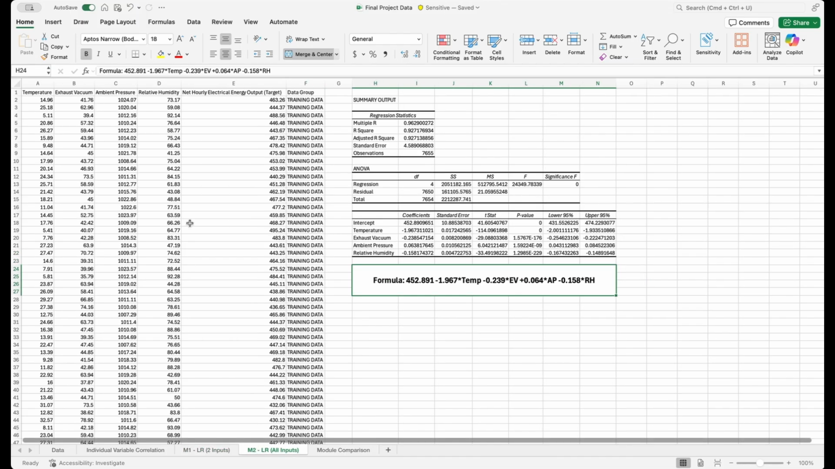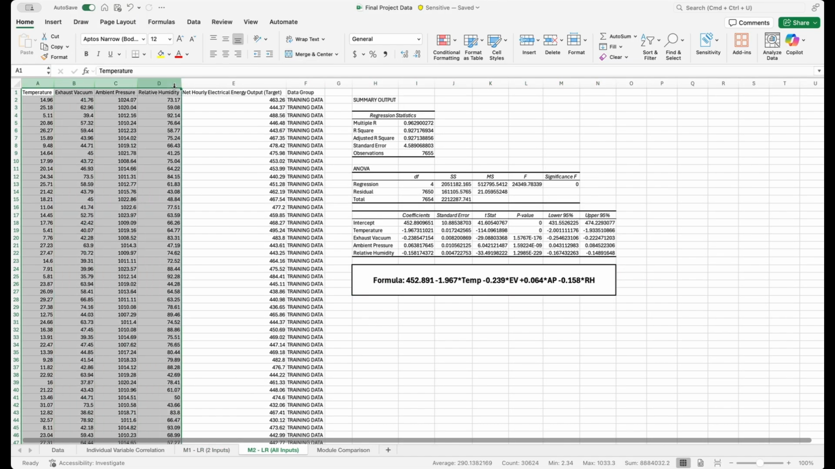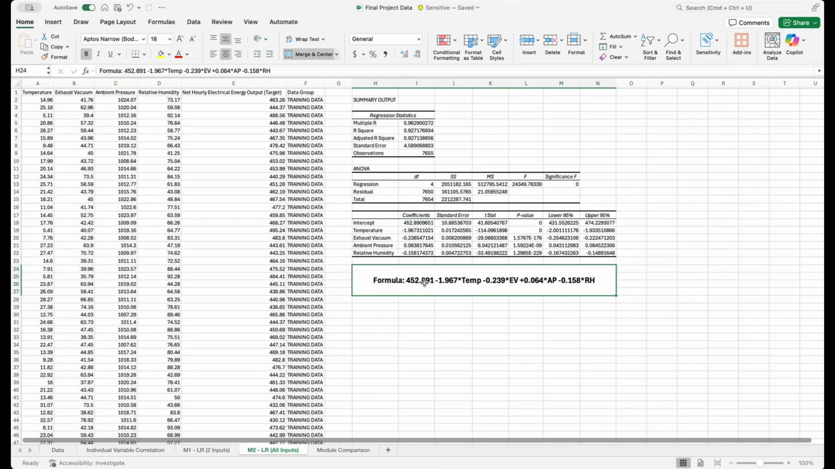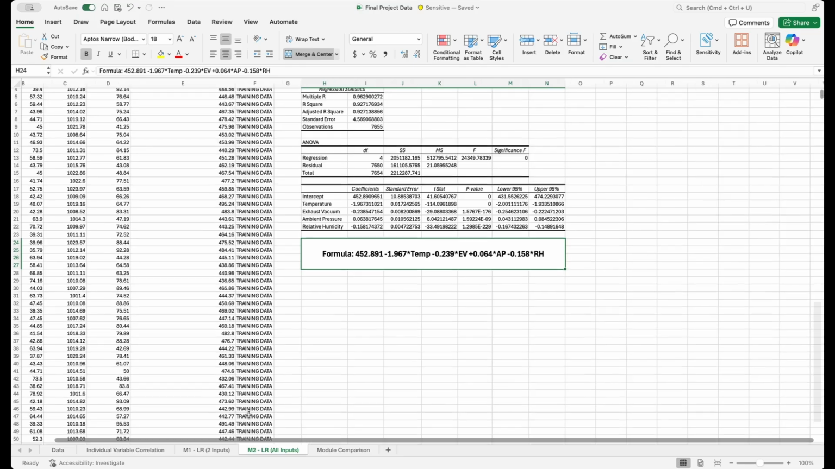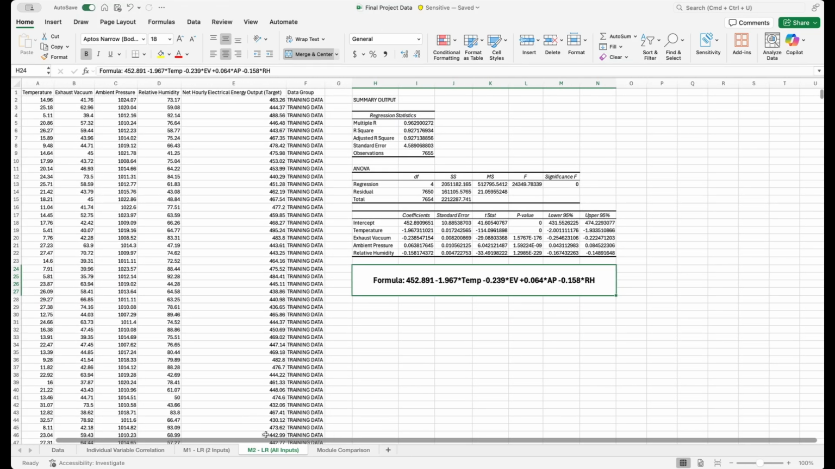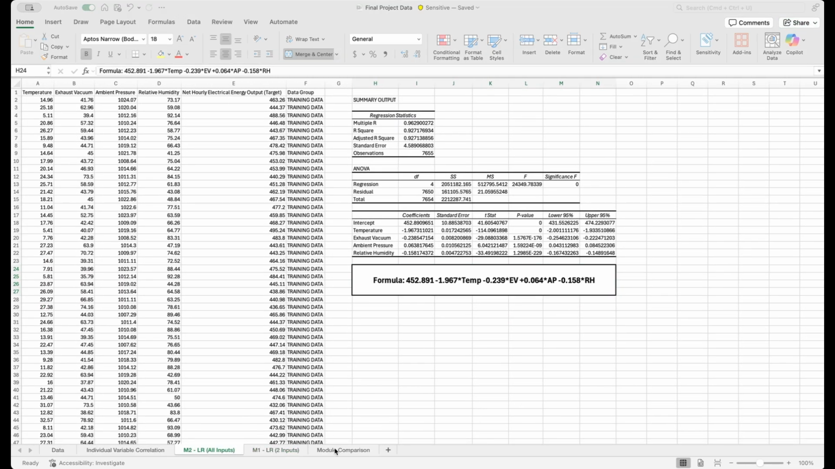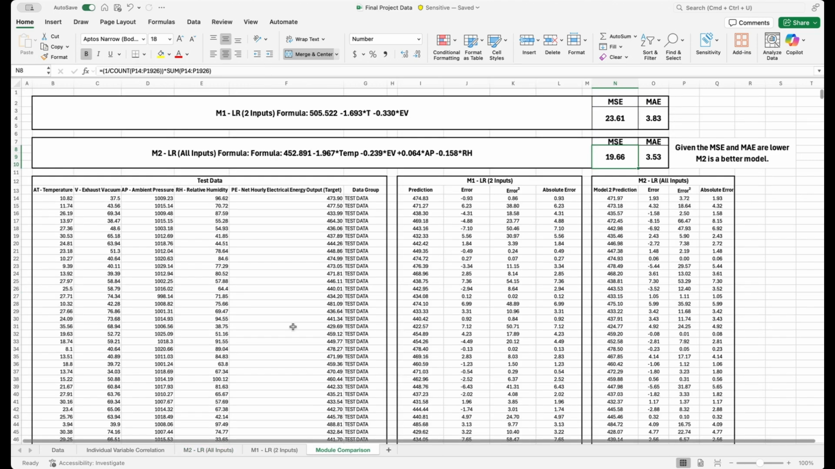And on the four input model, I did the exact same thing, got a slightly higher R squared value, and got the following coefficients in this formula. The higher R squared value made me think this might be a better model, but we need to see if there's any overfitting. That's why we still have training data. So I will show you my model comparison on the last page.